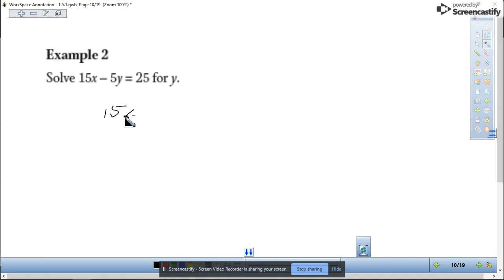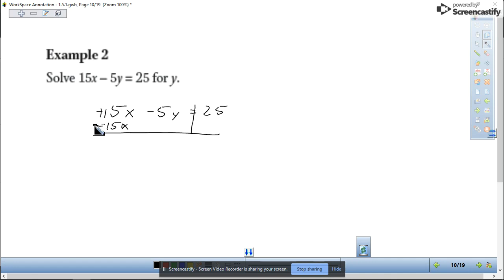So 15x minus 5y equals 25. So first thing I'm going to do, I want to keep the y term. Okay, so I need to move the other term. Now, out in front of that term is positive, right? So to undo, it's still addition and subtraction here. But to undo this positive term, I'm going to need to subtract it because I want it to go to 0.